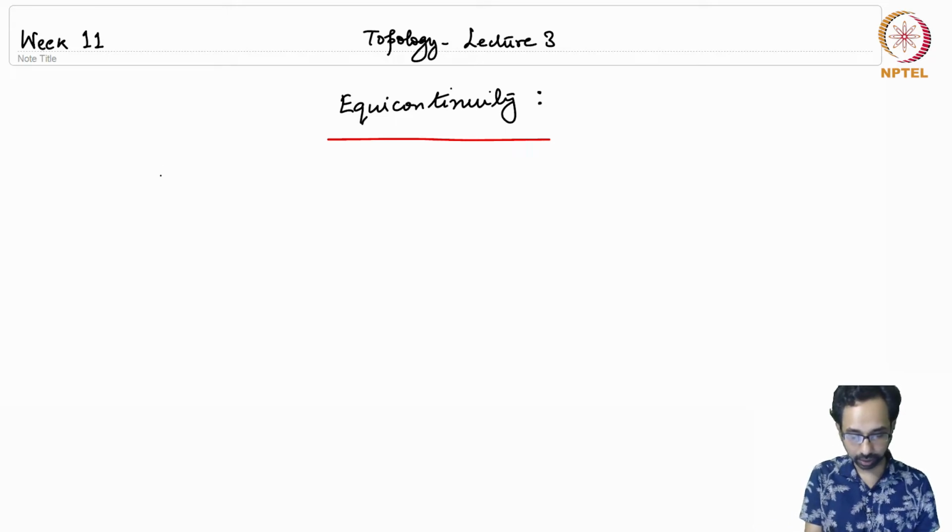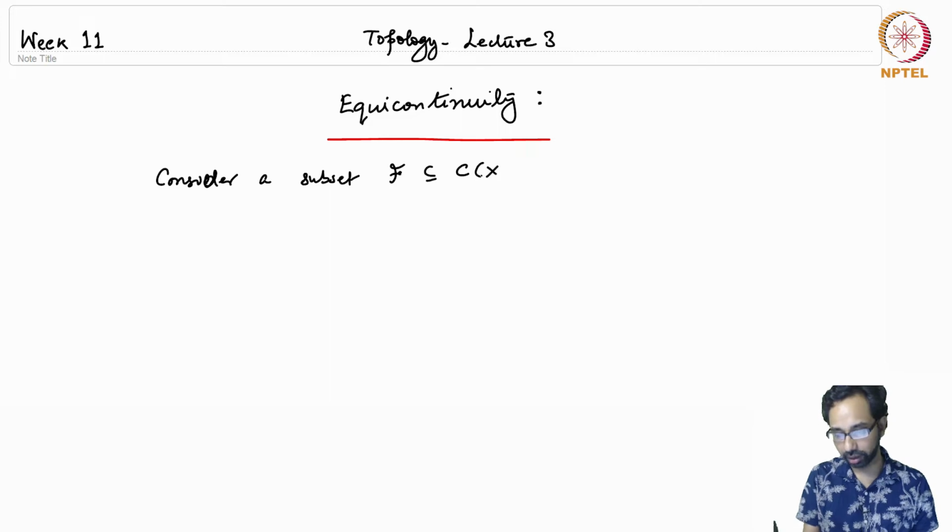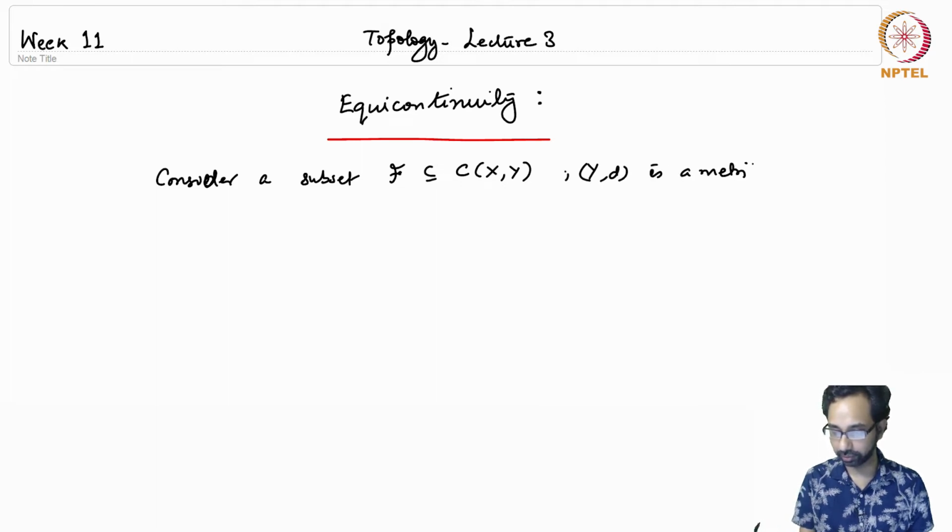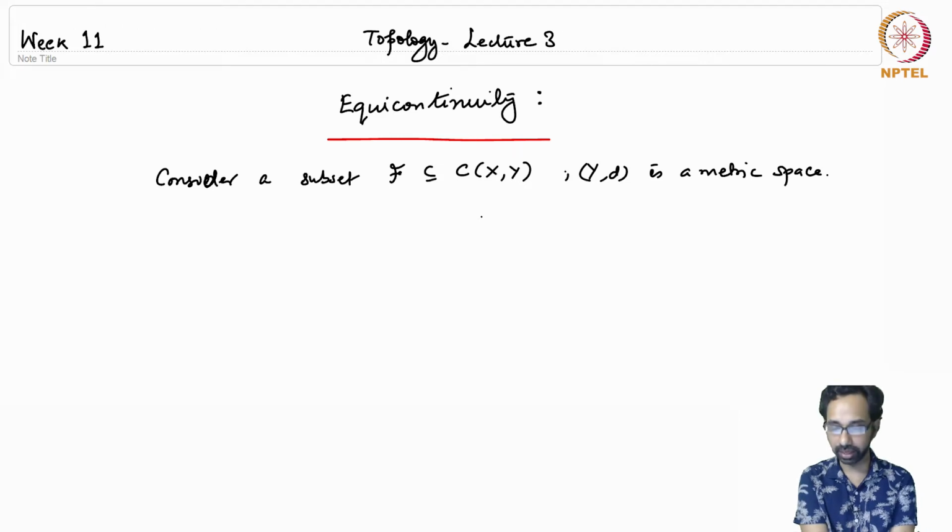So we consider a subset F of the set of continuous functions from X to Y, where Y is a metric space. Now we have seen that when Y is a metric space, we can give the subspace topology coming from the uniform topology on the set of all functions from X to Y, and that is closely related to uniform convergence.